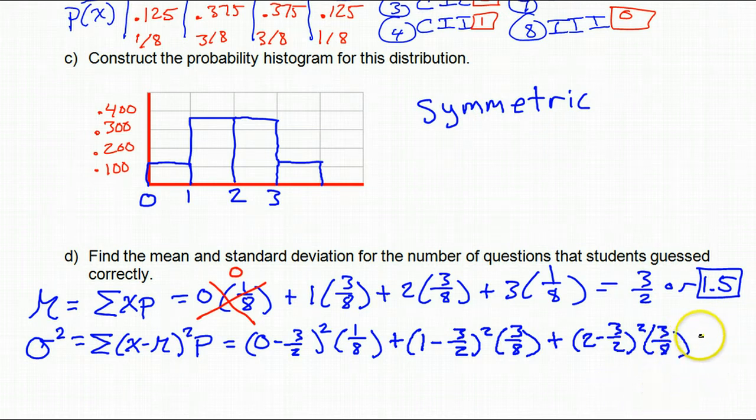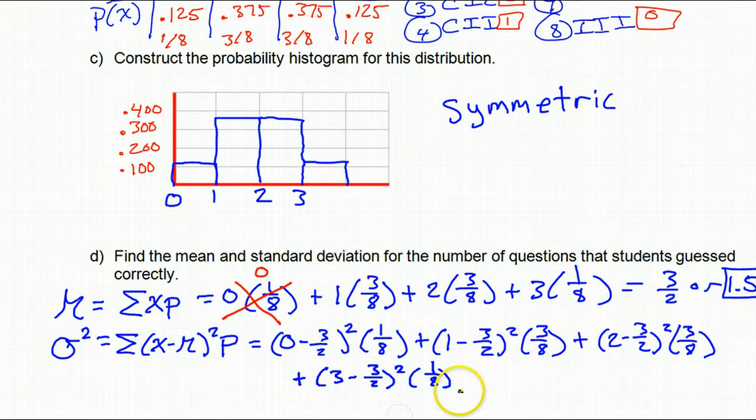Plus, let's see if I can squeeze this in here. I think I'll just wrap it around. Never mind squeezing it in. So, plus, the last one is going to be 3 minus 3/2 squared times the probability, which was 1/8. So if I add all of this up, that should give me the variance. So let's go ahead and do that.